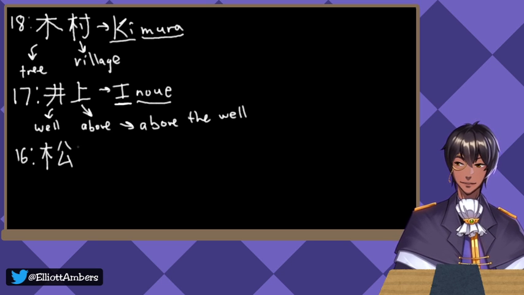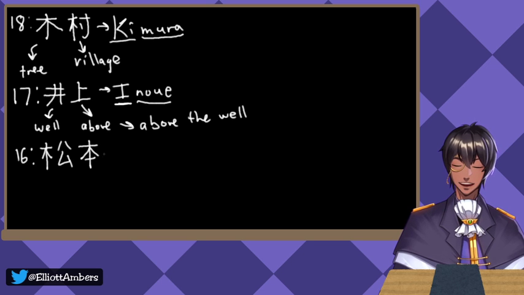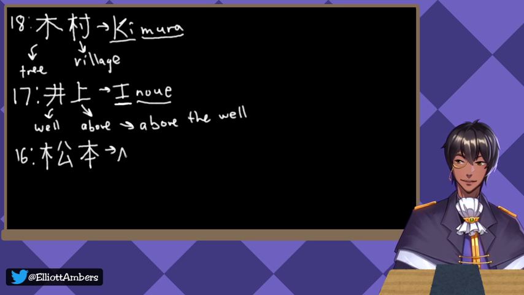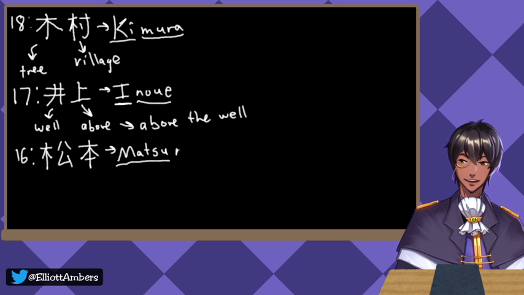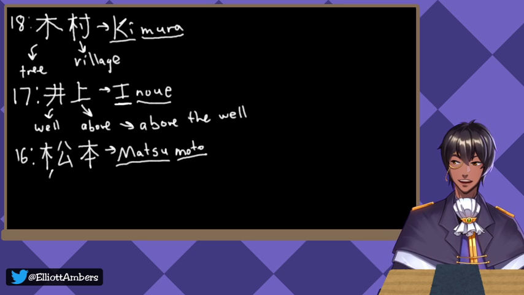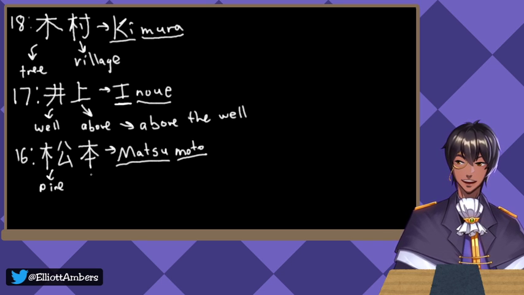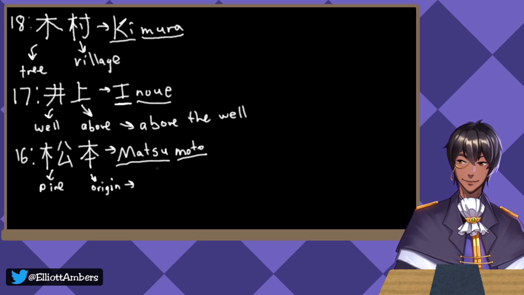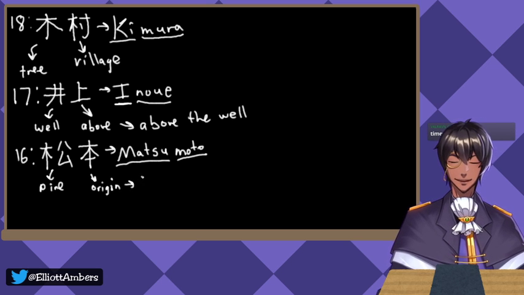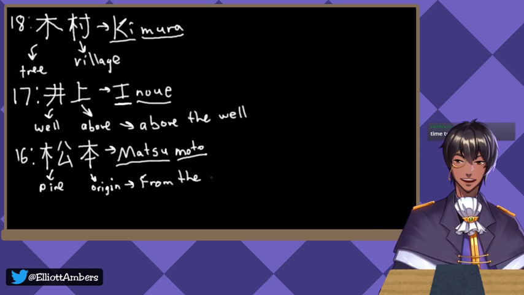Find this together. Add the kanji for pine and the kanji for origin, which gives us Matsumoto. Matsu is pine. Moto is origin. Matsumoto, or pine, or pine tree, origin. This could be interpreted as time to learn from the pine trees.